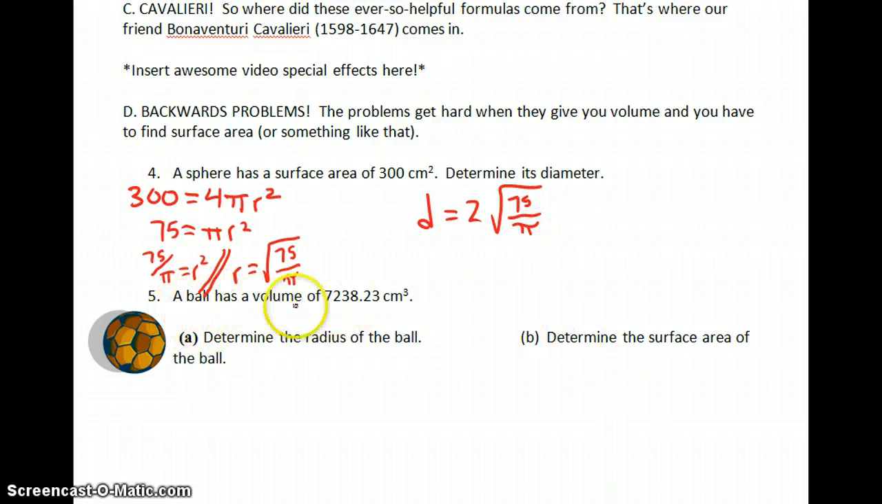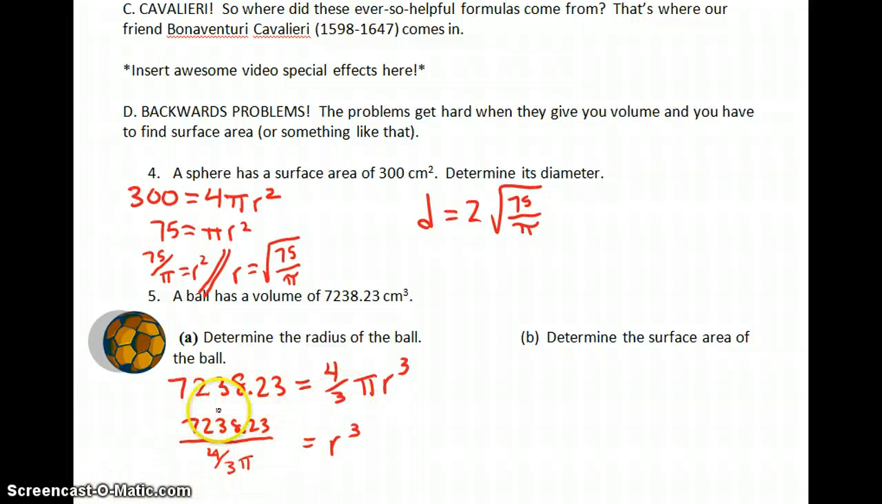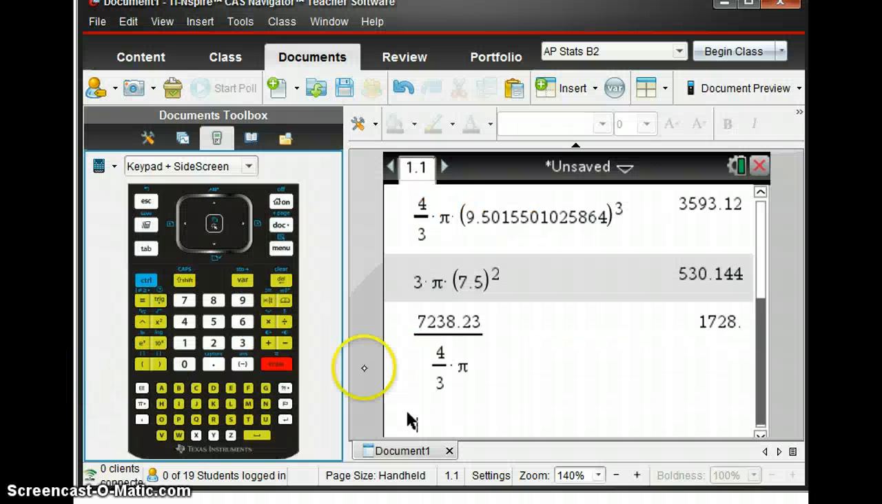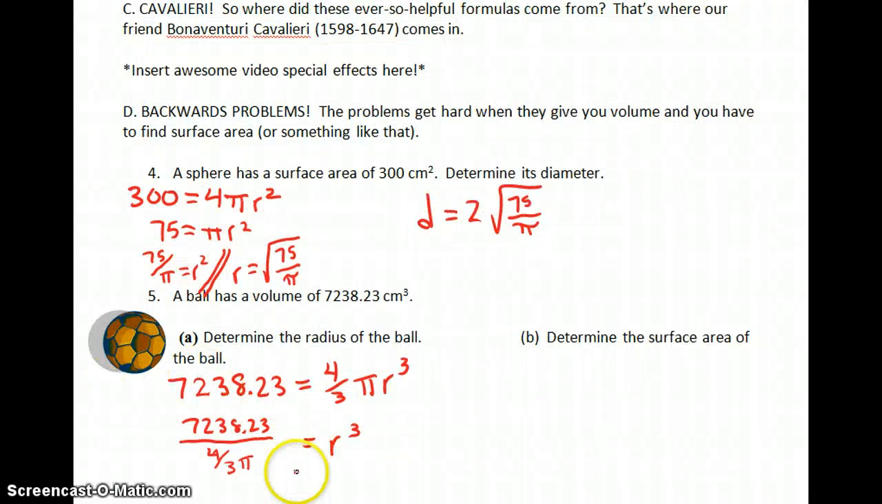All right, here we have the volume of 7238.23. So again, that equals the volume. We solve that for r cubed first. And we get some horrible number. Sometimes this will have to be exact, but sometimes it could be approximate. Let's do approximate for this one. And wow, the calculator even rounds it exactly to 1728.